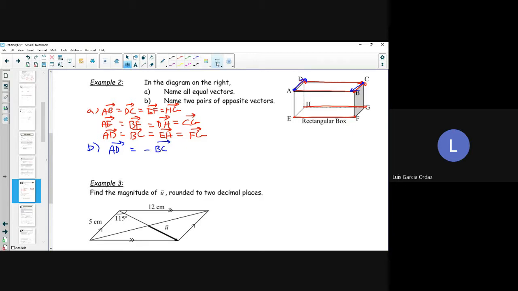Can anyone else give me another pair of vectors that are opposite to each other? They have the same magnitude, but they are going in opposite directions. So vector EH is opposite to negative FG. Perfect. That's what we really need to look for.